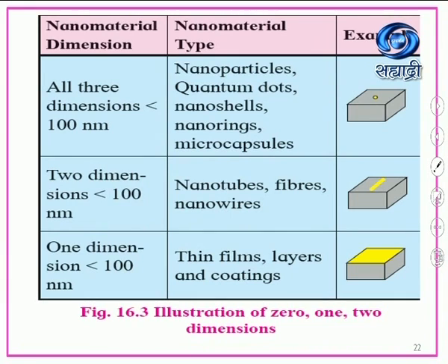Secondly, you will see two dimensions which are less than 100 nanometer. So nanotubes, fibers, nanowires, like that. On this square, you can observe that a yellow colored rod-like structure is there. So this is a nanotube or it may be a fiber or a nanowire. After that, we are going to see the next one, one dimension which is less than 100 nanometer. This includes thin films, layers and coatings. You will observe that the yellow colored whole structure is the thin film, or layer, you can say. So this is about the illustration of 0, 1, 2 dimensions.